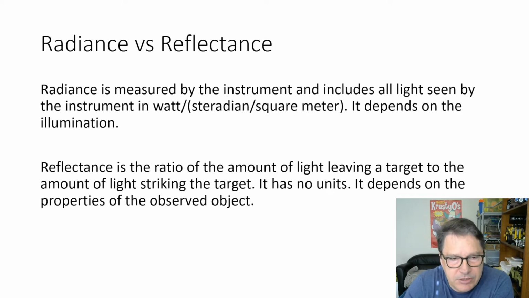It doesn't have any units because it's a ratio. It's the ratio of the amount of light leaving a target to the amount of light that's striking the target. So it depends only on the properties of the observed object. Now, we don't measure reflectance. Reflectance is something that we have to compute by applying all sorts of corrections. So we can't generate perfect reflectance data, but of course we work hard to achieve the best possible result that we can through all the corrections that we do.